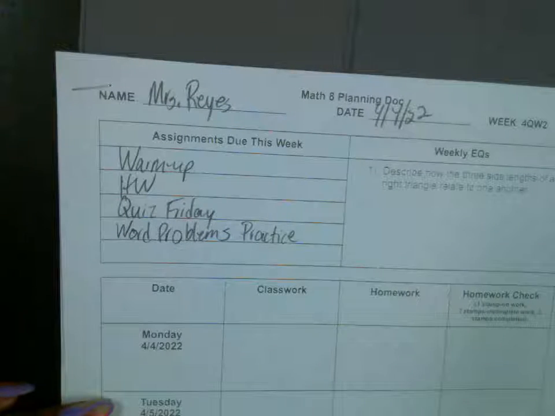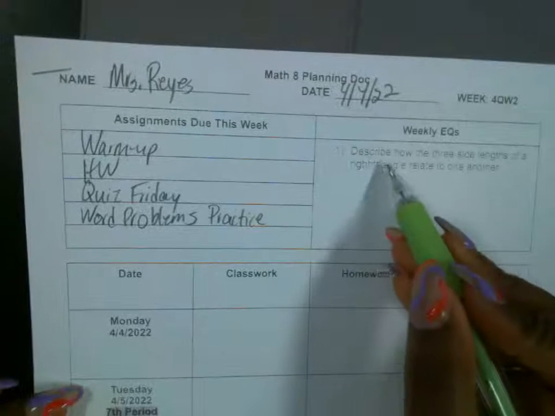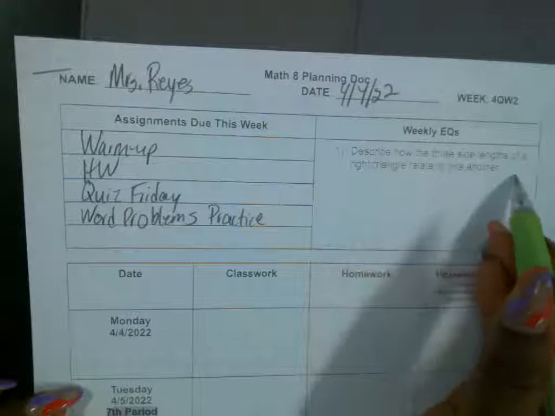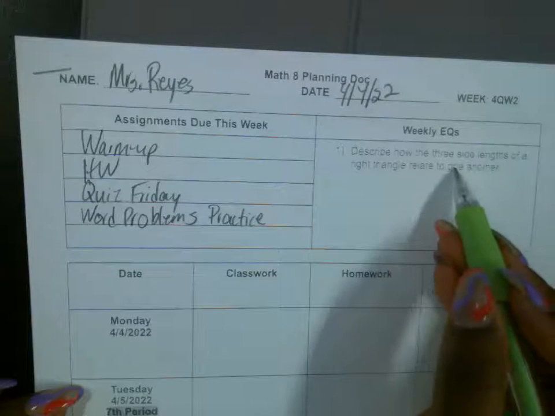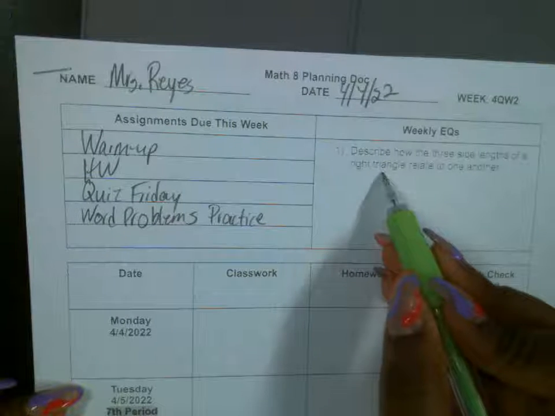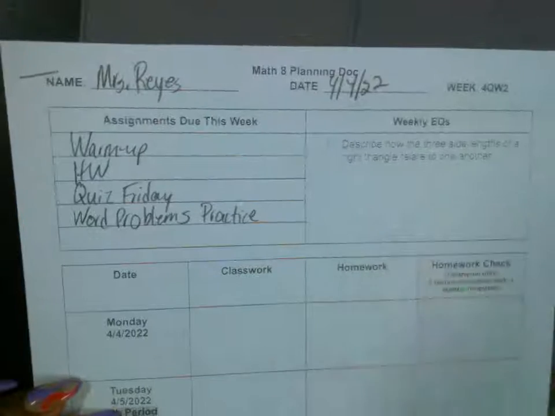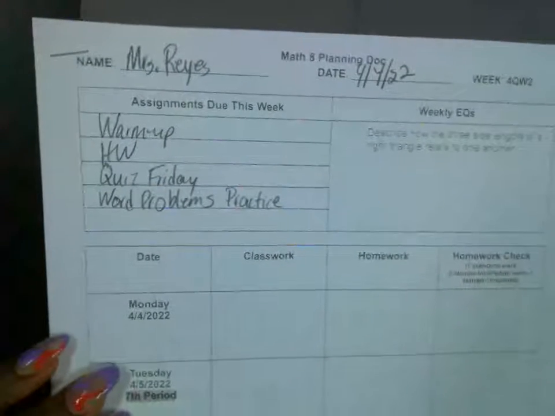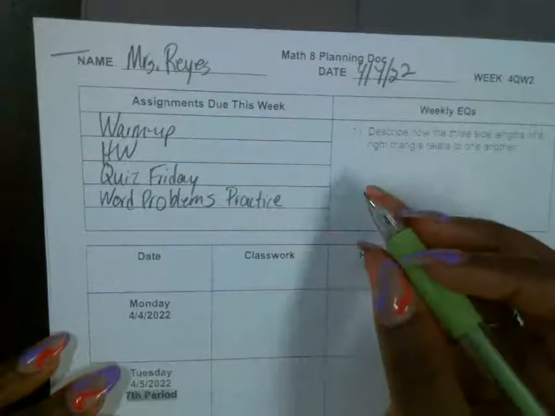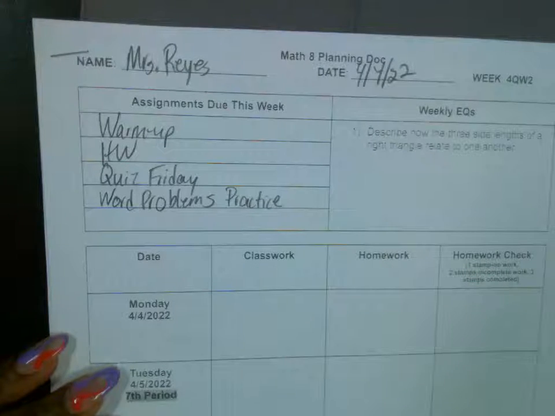I haven't put the essential questions up yet, but here's the essential question: describe how to find the missing side length of a right triangle. I will be writing that on the board. I didn't get time today. Today was busy during planning, so I'll post those tomorrow.